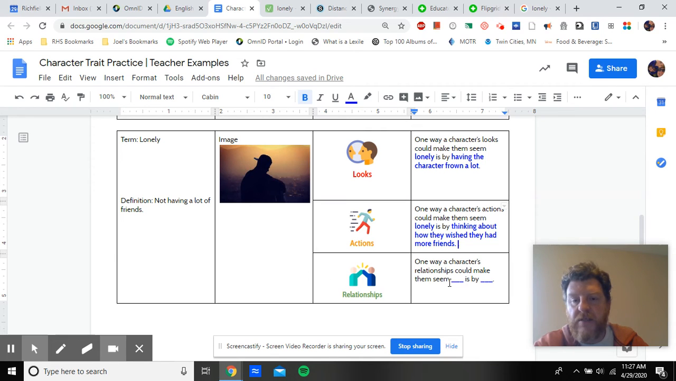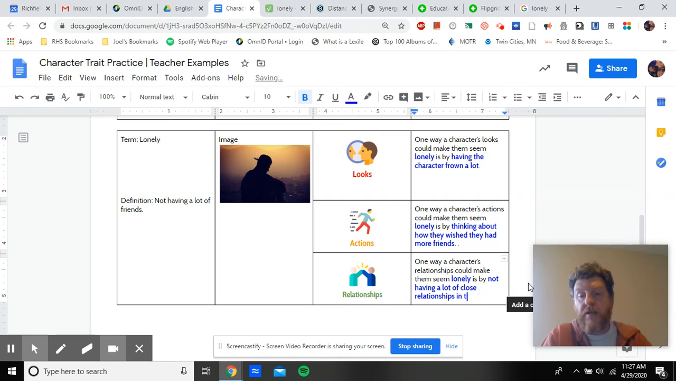And then finally, relationships. One way a character's relationships could make them seem lonely is by not having a lot of close relationships in the story. There you have it. Lonely. Definition, image, methods of characterization that create that.